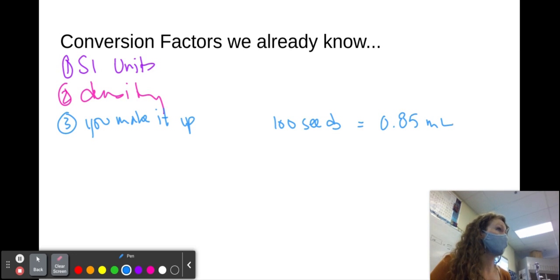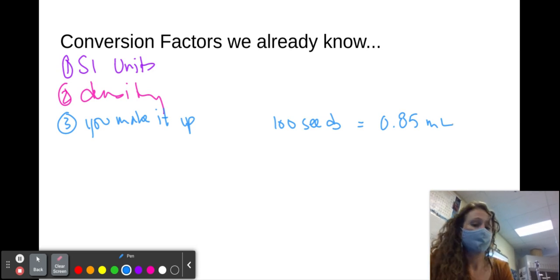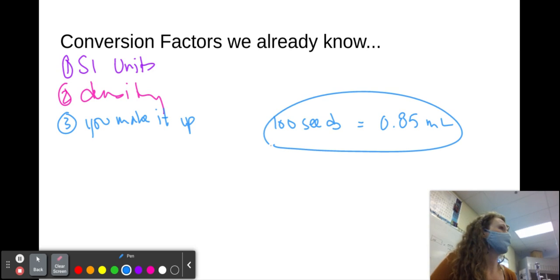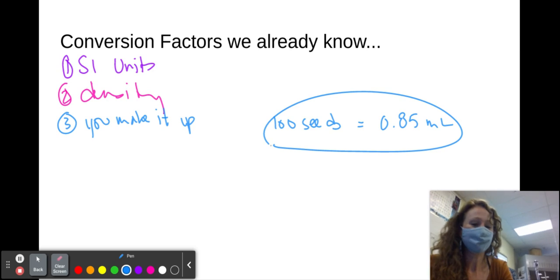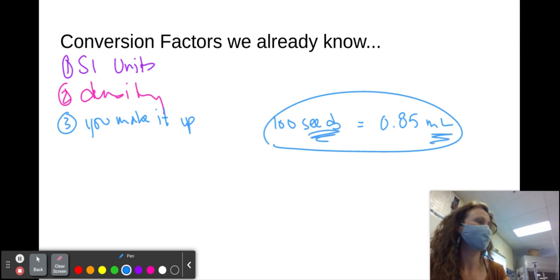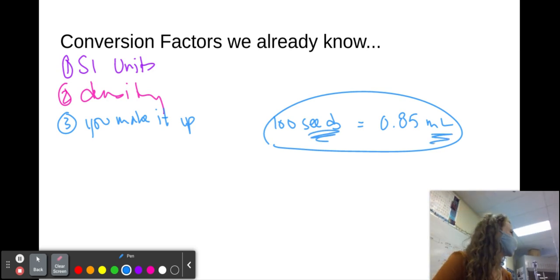We went and measured it. We calculated it, right? We counted out the seeds. We put it in the graduated cylinder. So it's true for us and millet seeds. You're allowed to use that as a conversion. What would we use that to convert between? What 2 things? Milliliters and grams? Seeds and milliliters. The 2 units that are in there. We would use it to convert between seeds and milliliters.